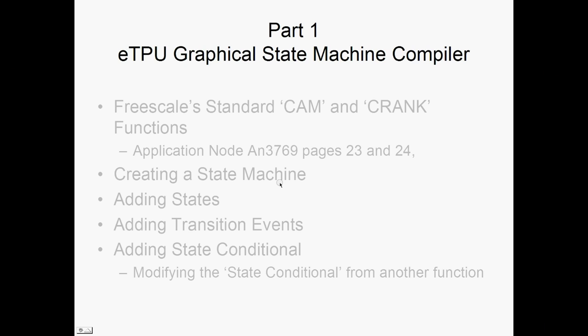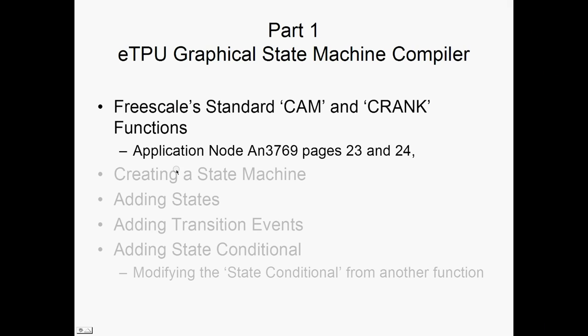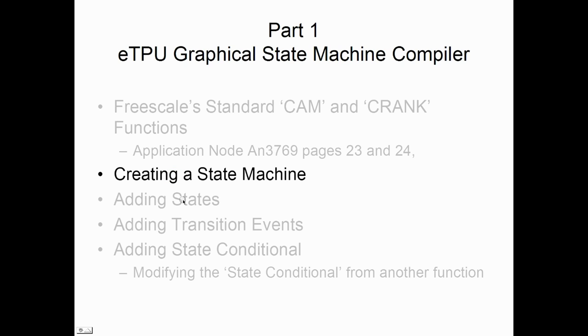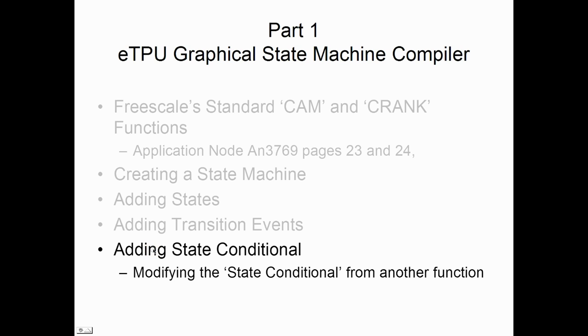In part 1 of this video, we will look at Freescale application note AN3769, which documents the CAM and crank functions as state machines. We will create a brand new CAM state machine. We will add states and state transition events. We will add a state conditional that allows the crank function to affect the state transitions of the CAM function.